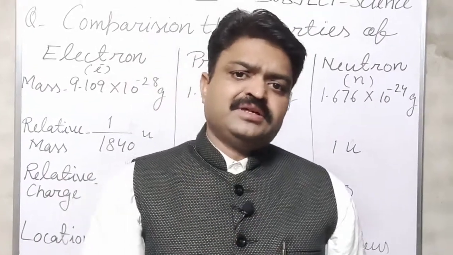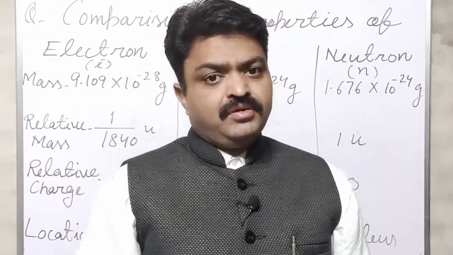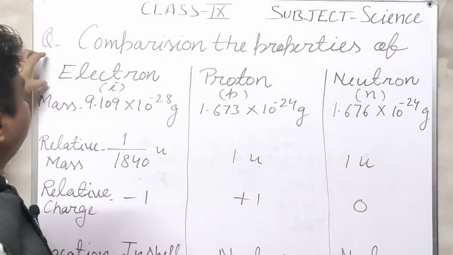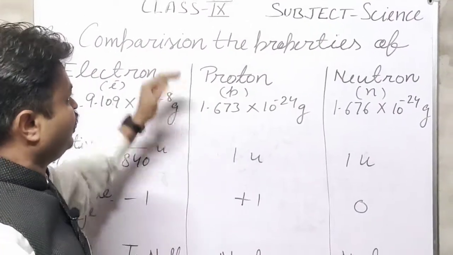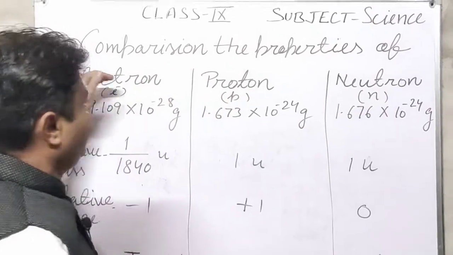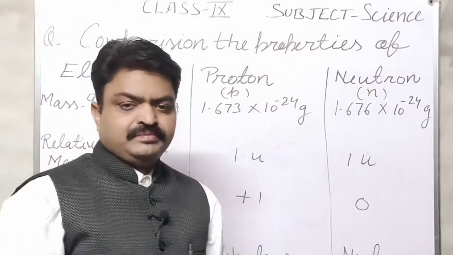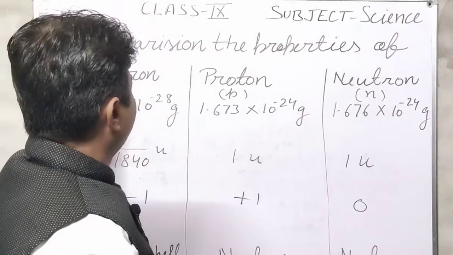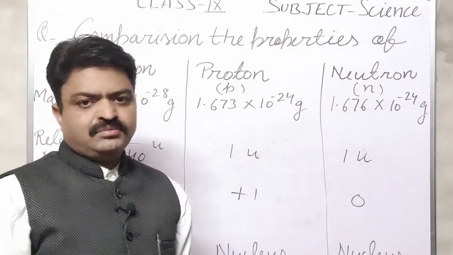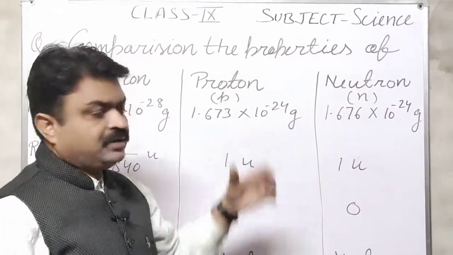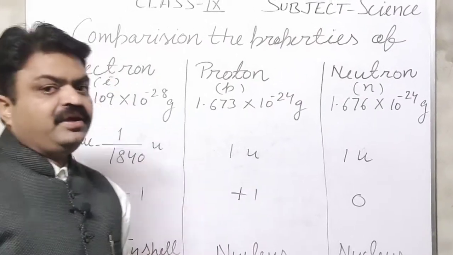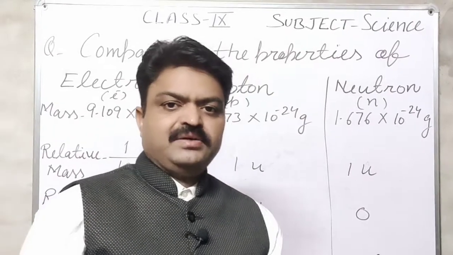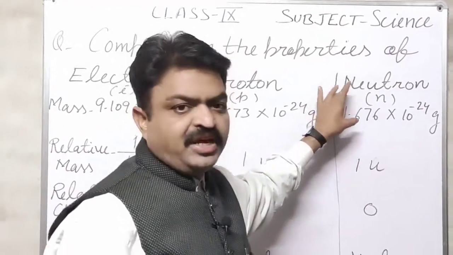Today we will discuss some important questions of the exercise of chapter 4. The first question is related to the comparison of the properties of electron, proton and neutron. As I have told you, the electron was discovered by J.J. Thomson, protons were discovered by E. Goldstein, and neutrons were discovered by James Chadwick.